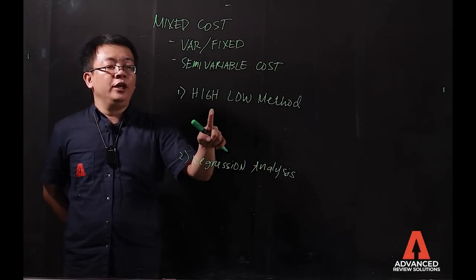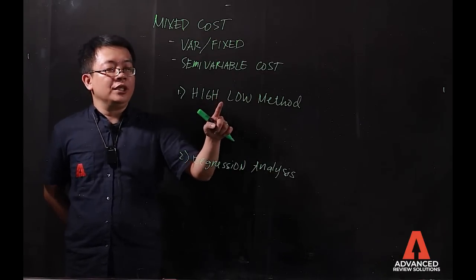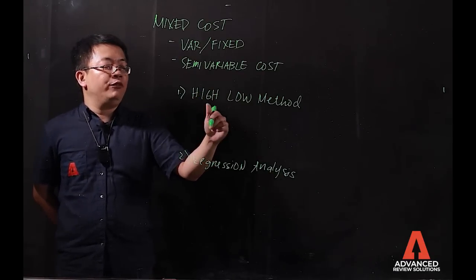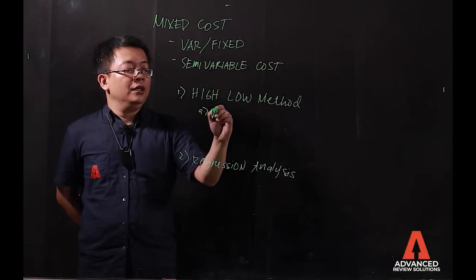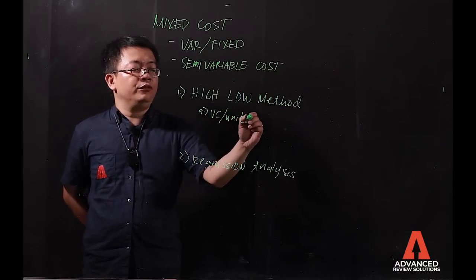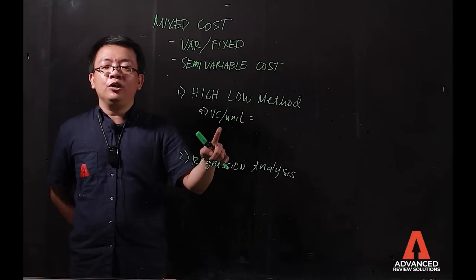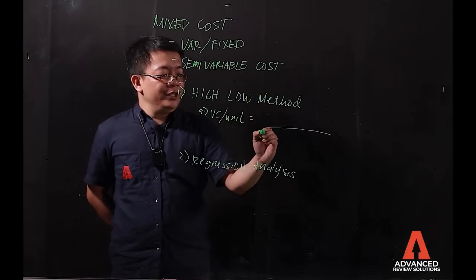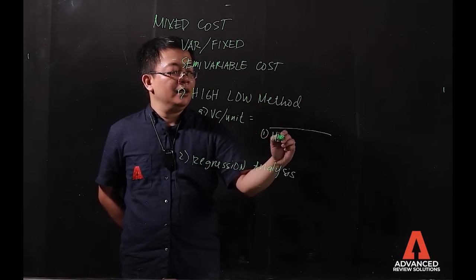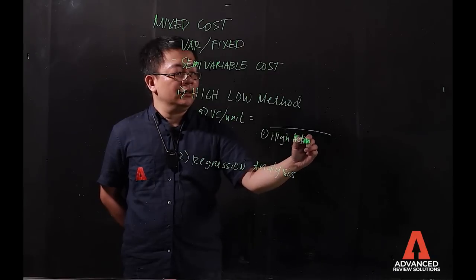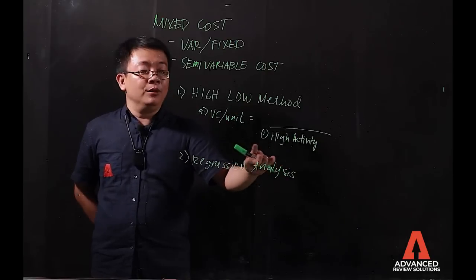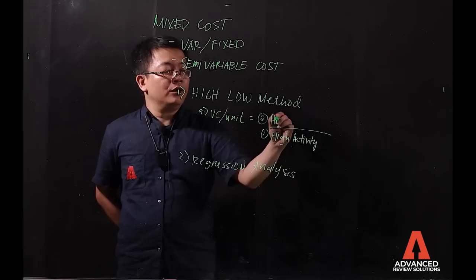How do we compute for the high-low method? The high-low method is the aggregate or mathematical method that uses cost incurred at the high and at the low level of activity. The first step is to get the variable cost per unit. Take note of this, because this is where people make mistakes. First, get the high activity. That's the first thing you do, not the cost. After that, once you have the activity, get the high cost.